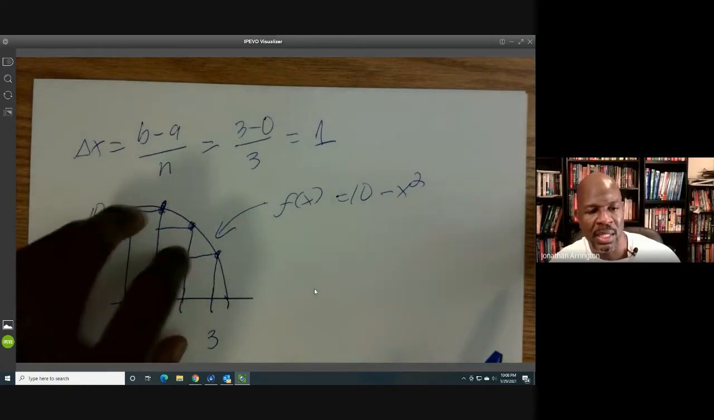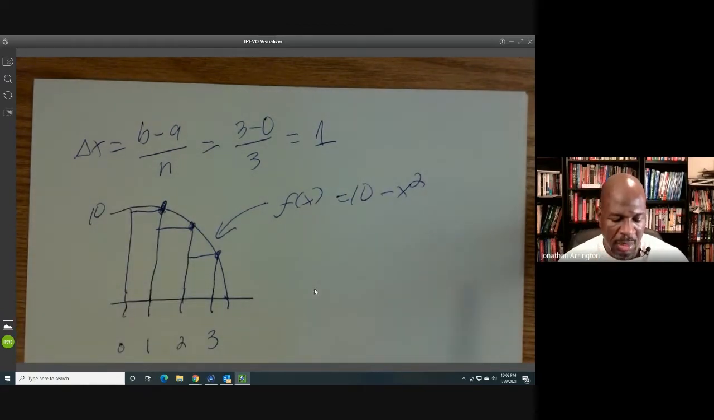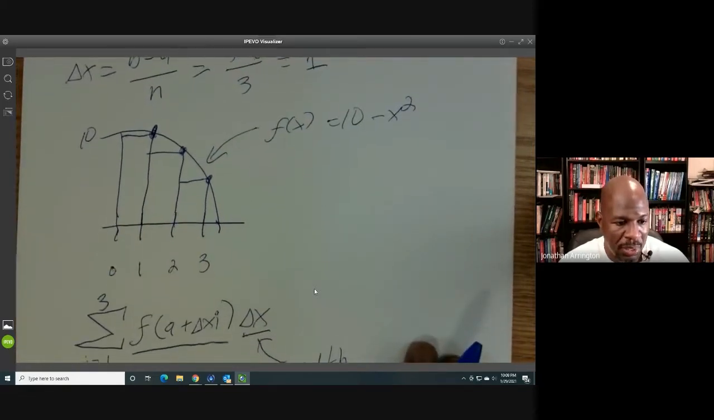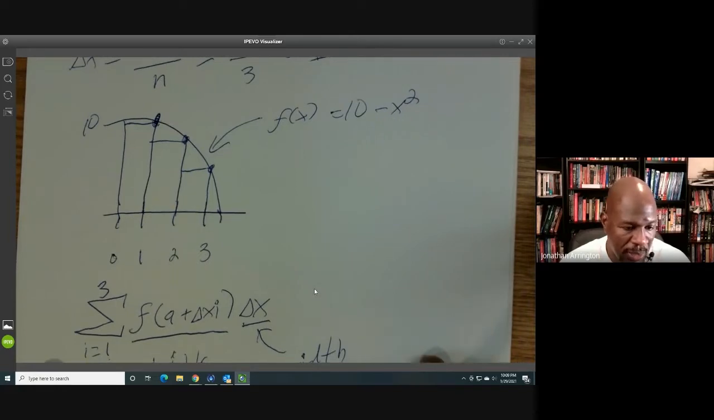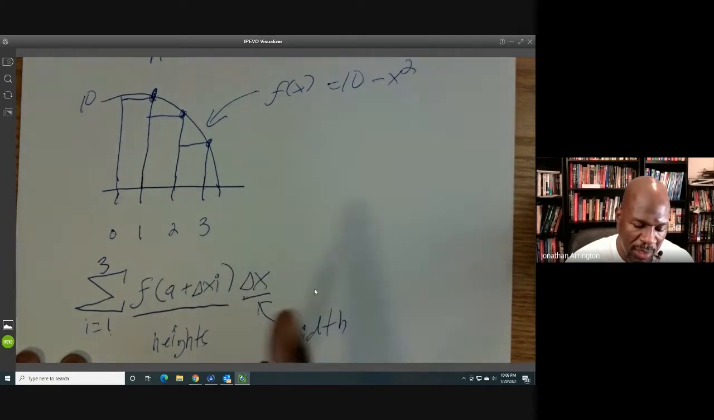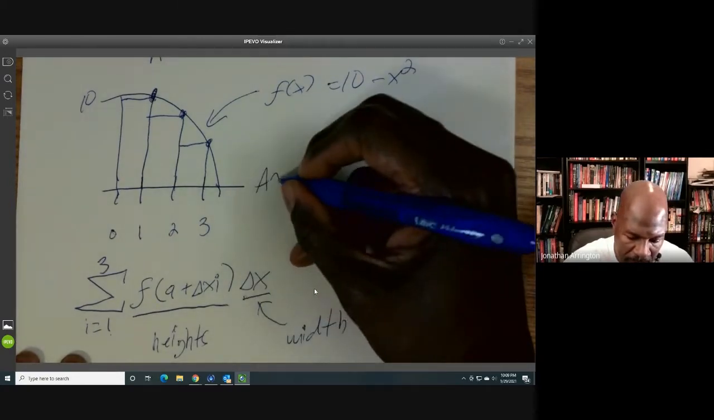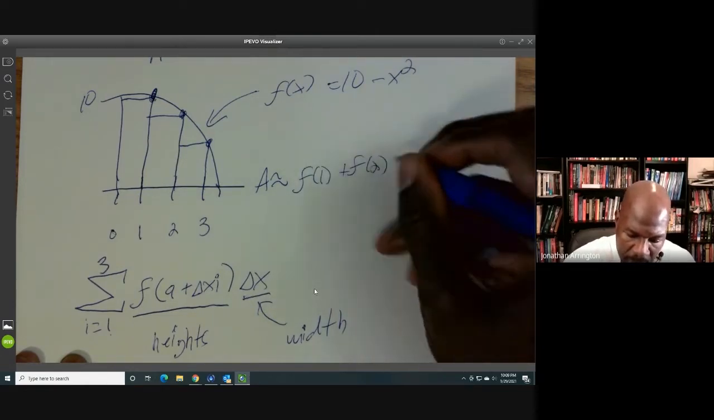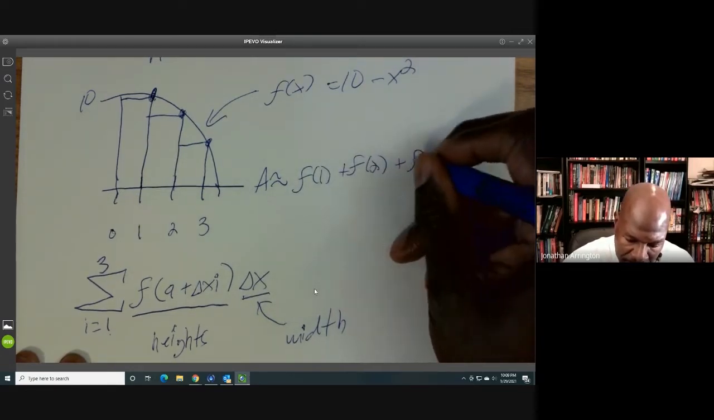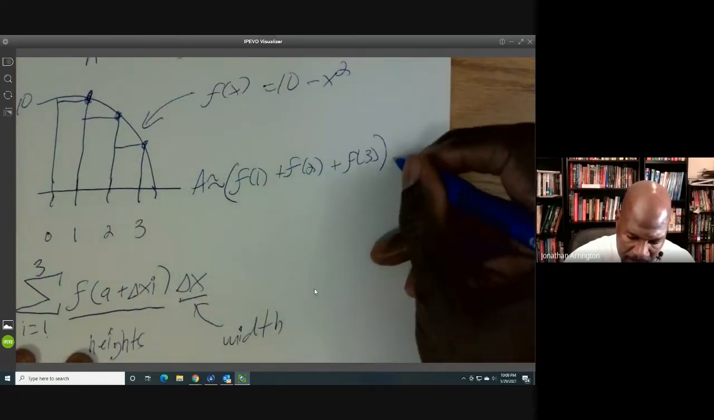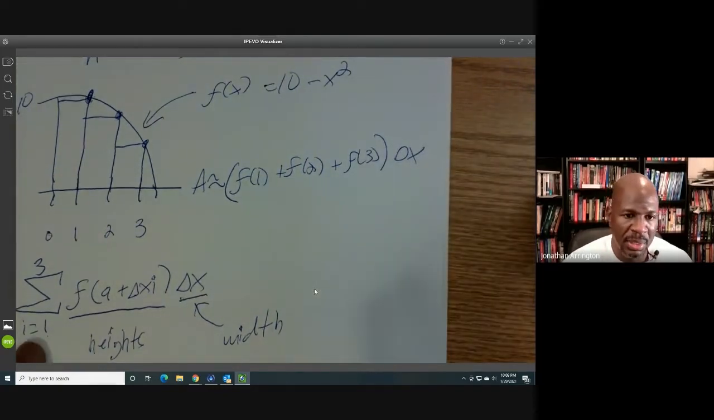Now, what we did here could be written in something called sigma notation, which signifies summation. And basically everything we did here, because again, to find this area approximation, we basically did f of 1 plus f of 2 plus f of 3, and all those times delta x, which in this case was 1, so it didn't make much of a difference.